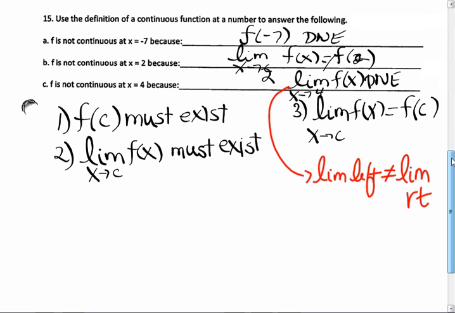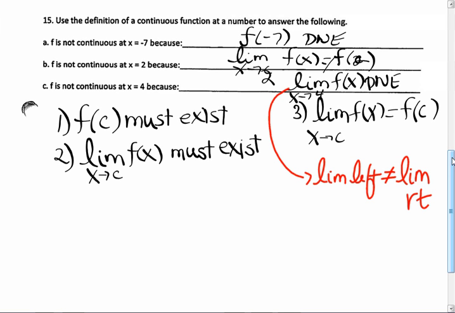Okay? Does this worksheet okay? Did it help clarify some things? Yes, you're on the test.